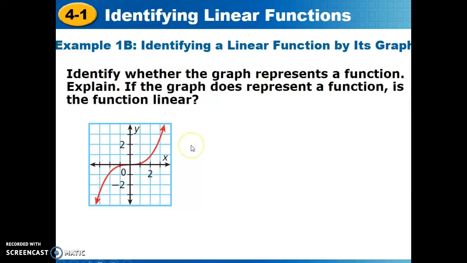Identify whether this graph represents a function. If so, is it linear? Well, we know that it's not linear. We don't see a straight line, we see a curved line. This is indeed a cubic function, y equals x cubed.